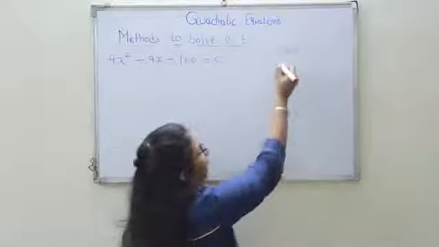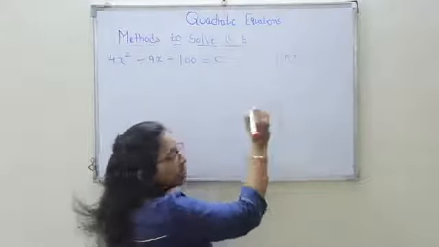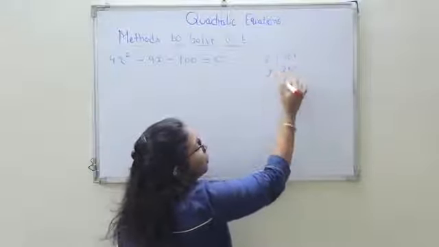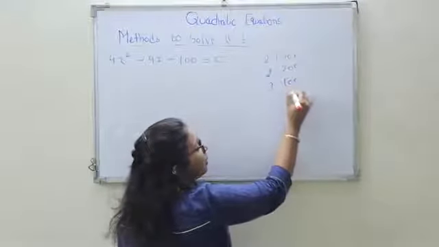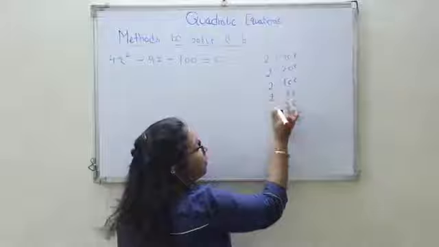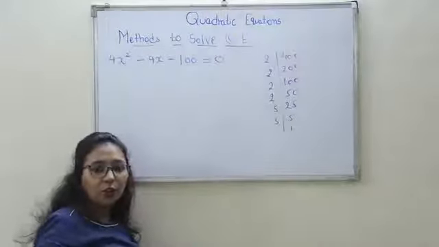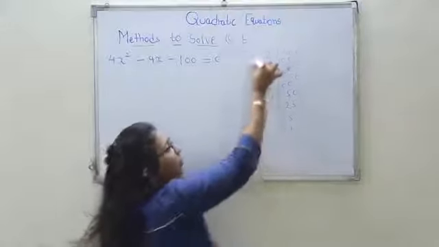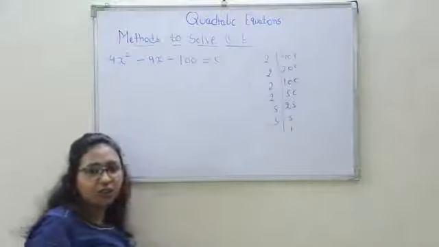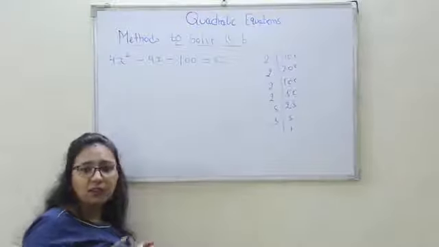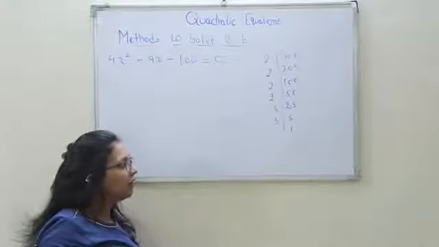It means you have to first prime factor this number 400. So the prime factorization is 2 into 200, 2 into 100, 2 into 50, 2 into 25, 5 into 5, 5 into 1. Now, you know that the product of all these numbers is nothing but 400. Now, you can make pairs of these numbers as convenient. So let us start.